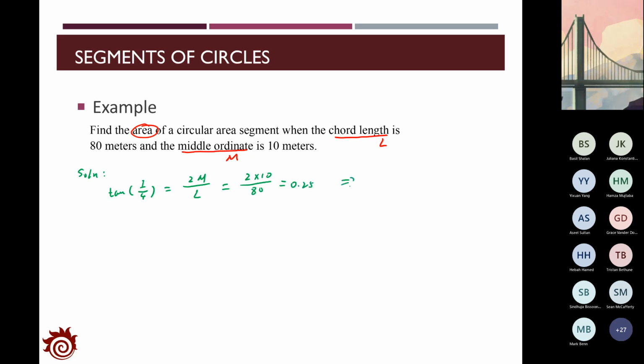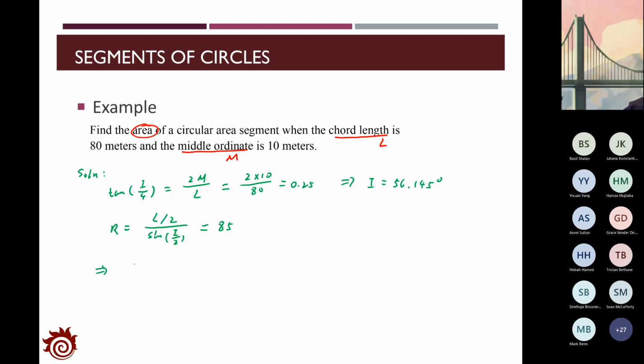It will give you the angle as 56.145 degrees. So that's the first one. And the second, we need to find out the value of R. R actually equals L divided by 2 times sine of half I. We know the value of L, we know the value of I. This will give you the radius of the curve as 85 meters.